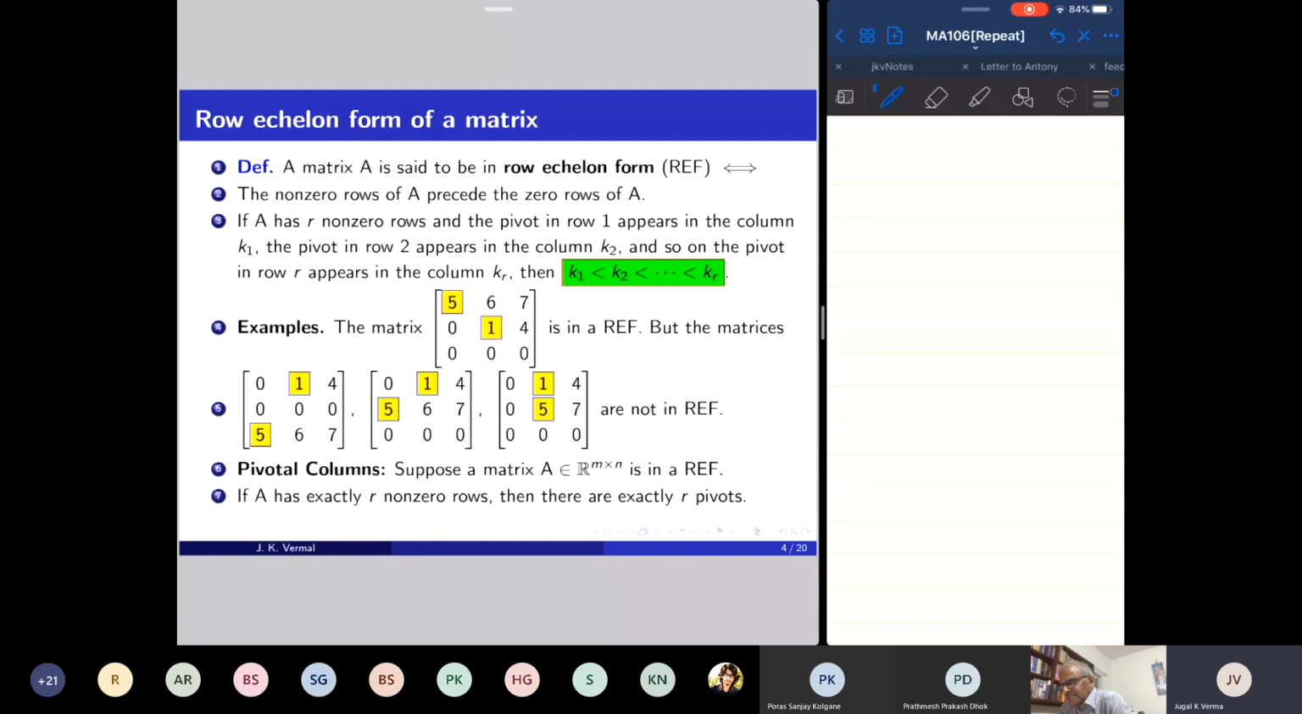So if a matrix has exactly R non-zero rows, and if it is in row echelon form, then it has exactly R pivots, because every non-zero row will give rise to a pivot. So if it is in row echelon form, the number of pivots is exactly the number of non-zero rows.